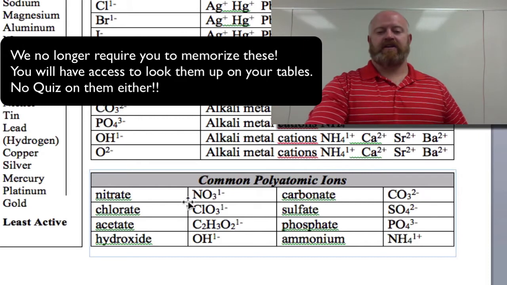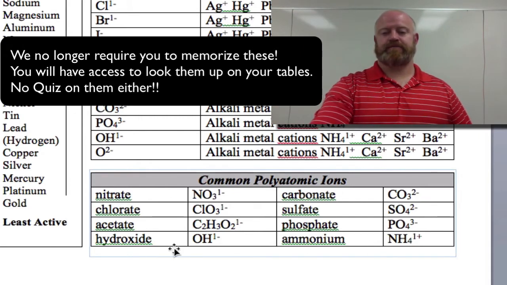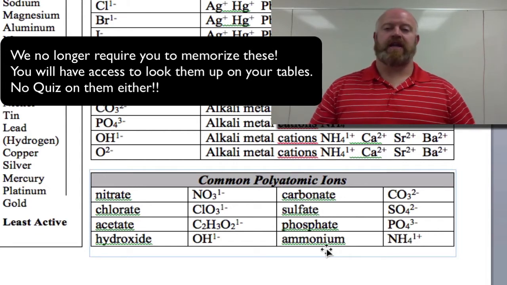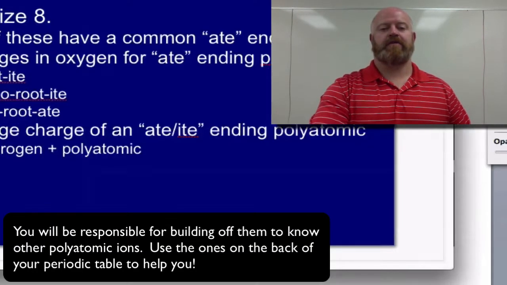So these 8 you must memorize right here. Nitrate, NO3, 1 minus. Chlorate, ClO3, 1 minus. Acetate, hydroxide, carbonate, sulfate, phosphate, ammonium. These 8 must be put to memory. Okay. Once you know these 8 and have them memorized, you can build from them, and you can actually determine a lot more polyatomic ions from that.